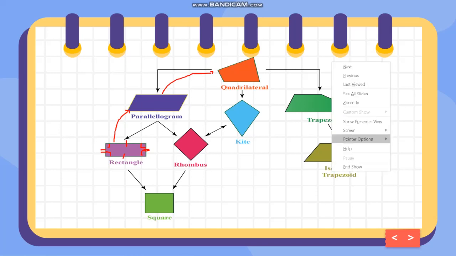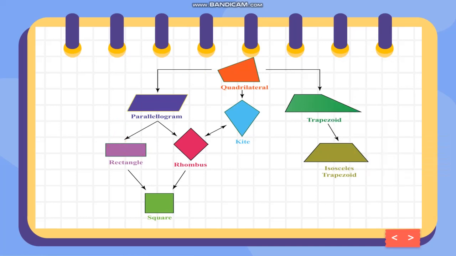Now let's proceed to rhombus. A rhombus is a quadrilateral because it has 4 sides and 4 angles. A rhombus is also a family of parallelogram, because a parallelogram has 2 pairs of parallel sides, and a rhombus has 2 pairs of parallel sides. This is the first pair and this is the second pair. Another property of a rhombus is that all sides are equal. Again, a rhombus is a parallelogram and a quadrilateral.